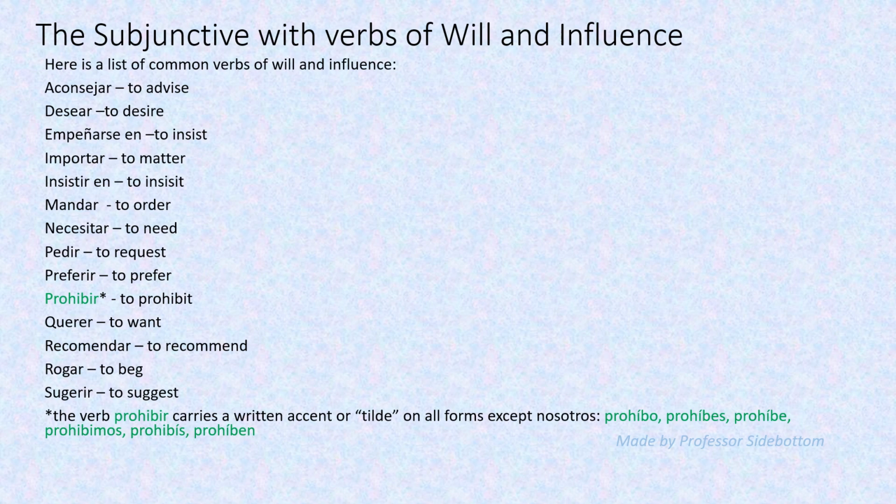Here is a list of common verbs of will and influence. Aconsejar, desear, empeñarse en, importar, insistir en, mandar, necesitar, pedir, preferir, prohibir, querer, recomendar, rogar, sugerir. Notice the verb prohibir is in green. I wanted to point out the fact that it carries a written accent or tilde on all forms except nosotros in present tense. Prohíbo, prohíbes, prohíbe. Prohibimos, prohibís, prohíben. All of these verbs are triggers for the subjunctive.